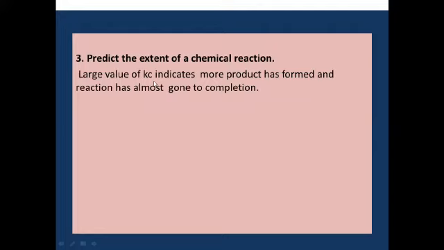The third importance of the equilibrium constant expression is that it predicts the extent of a chemical reaction. Extent means quantity: how much product has formed in the equilibrium state. A very large value of Kc indicates that more product has formed and the reaction has almost gone to completion, because if all the reactants are converted into product, the reaction has almost gone to completion.